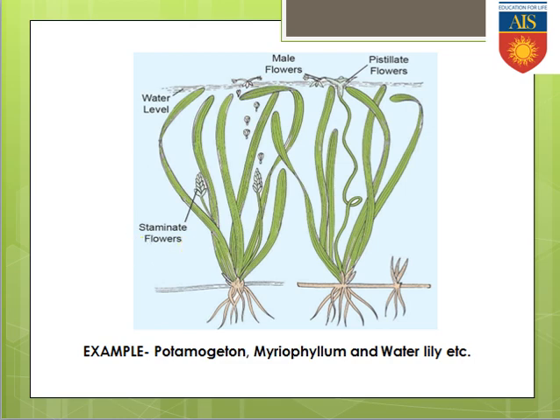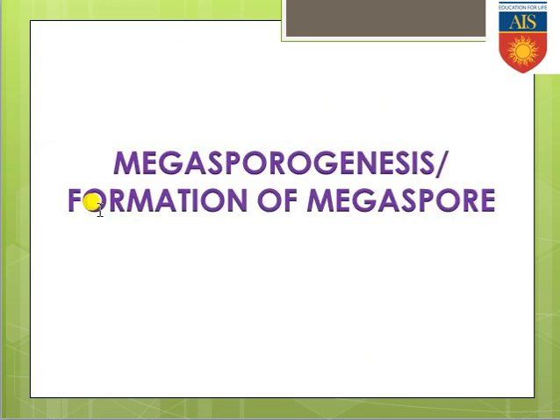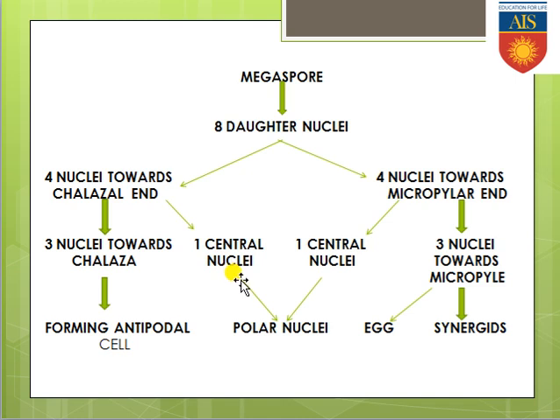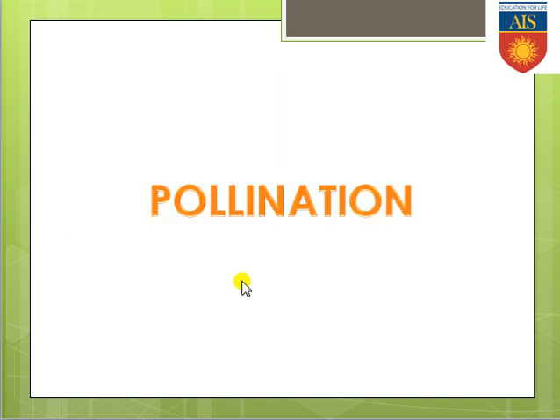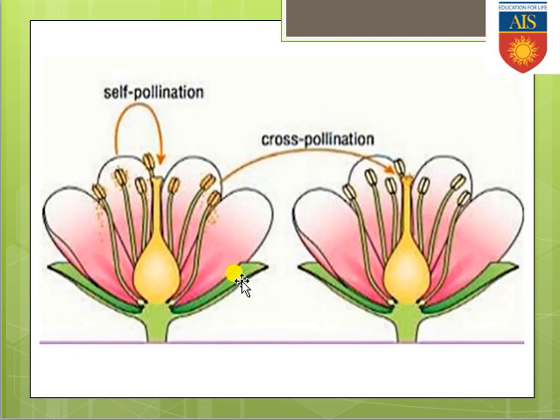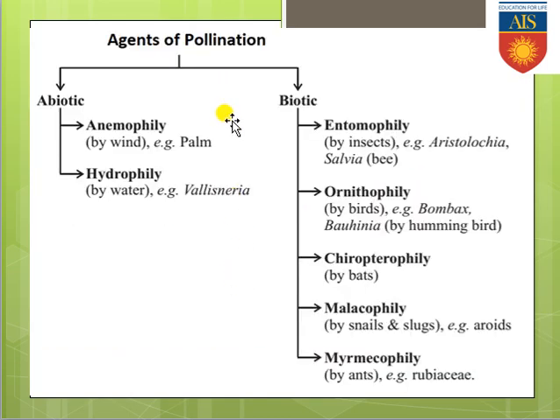I am just recapitulating the points we have studied today. We have studied the structure of the ovule and the structure of the embryo sac, and how the megaspore and embryo sac are formed. We have discussed female gametophyte development, that is, how the nuclei and cellular structure come within the embryo sac. We have discussed the definition of pollination and its types, with each type defined in the following slides. Next we discussed the agents involved in the pollination process, and of those, only the abiotic factors responsible for pollination have been discussed in this video.